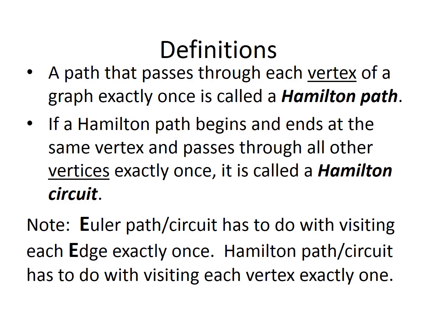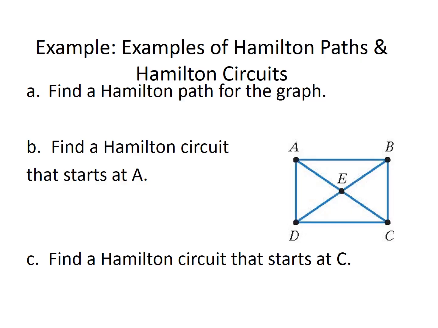So a path that passes through each vertex of a graph exactly once is called a Hamilton path. If a Hamilton path begins and ends at the same vertex and passes through all the other vertices, it's called a Hamilton circuit. So remember, note here, Euler path has to do with visiting each edge exactly once, and Hamilton path or circuit has to do with visiting each vertex exactly once. And we will talk about in a minute, this is often called the traveling salesman problem, right? Wants to hit all these cities or towns exactly one time.